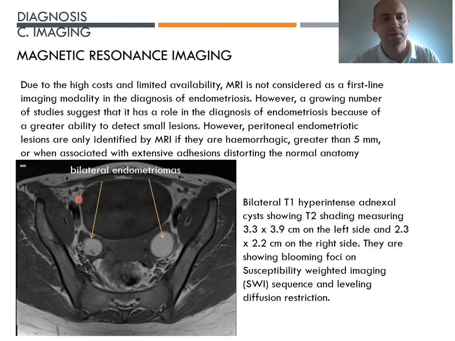In this picture, bilateral T1 hyperintense adnexal cysts showing T2 shading, measuring 3 by 3 centimeters on the left side and 2 by 2 centimeters on the right side. They are showing blooming foci on the susceptibility weighted imaging sequence, and lacking diffusion restriction.